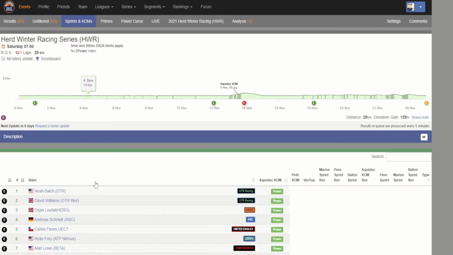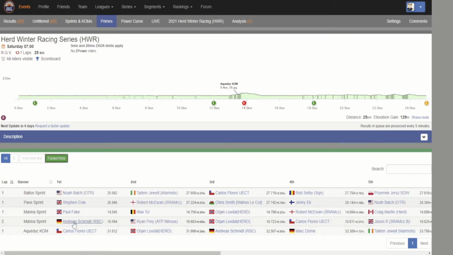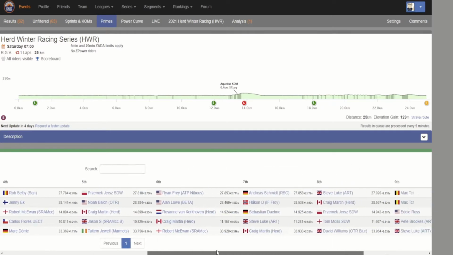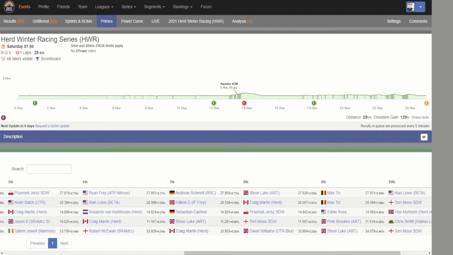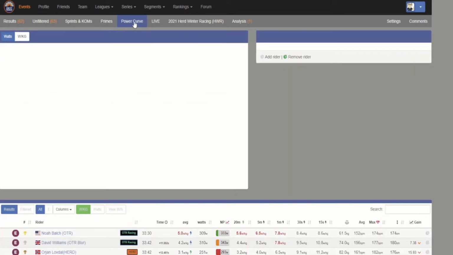You've also got your sprints and comms. They weren't configured for this race, so there's nothing in there. And the same thing in the prime data, we do have the segments we went through, but there were no points attached. But that information is in there. So if you wanted to see who had the fastest time over the Aqueduct KOM, you can see there's Carlos Flores, then Orjan, and actually I did pretty well up that. I was number 7.